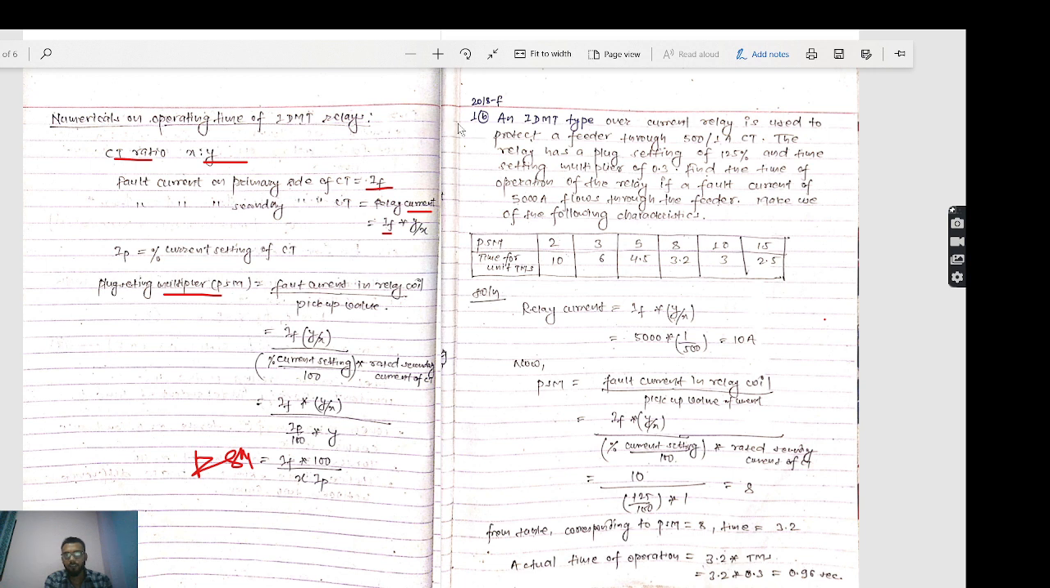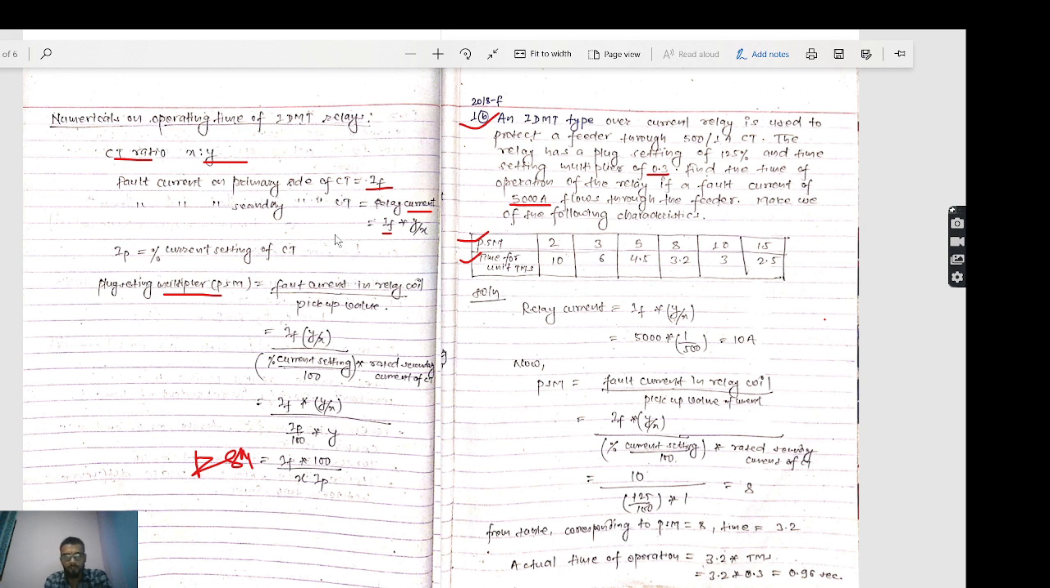Let's take an example. This numerical was once asked in 2018 fall of Pokhara University. An IDMT type overcurrent relay is used to protect a feeder through a CT ratio of 500 upon 1 ampere. The relay has a plug setting of 125% and the time setting multiplier is 0.3. We have to calculate the time of operation, and the fault current is given as 5000 ampere.